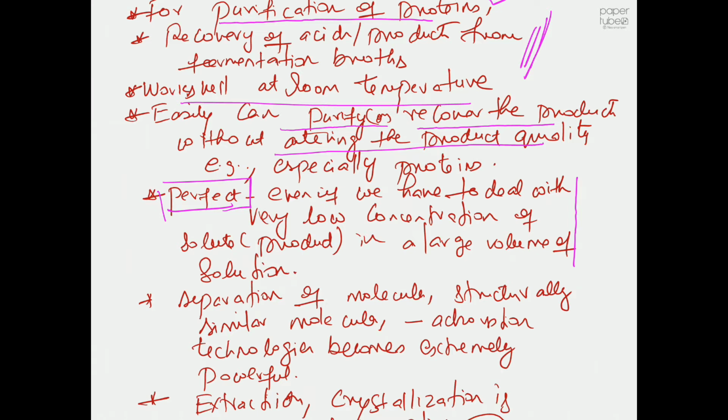You cannot say you have only 0.1 gram of pharmaceutical compound in say 2 liters. If you want to evaporate all the solvent to recover that few grams of your pharmaceutical compound, again it's going to be a very laborious process. So during those times we can use the adsorption technique. Adsorption technique works so perfectly, especially when your solute concentration is very low. So this is one big advantage of adsorption.